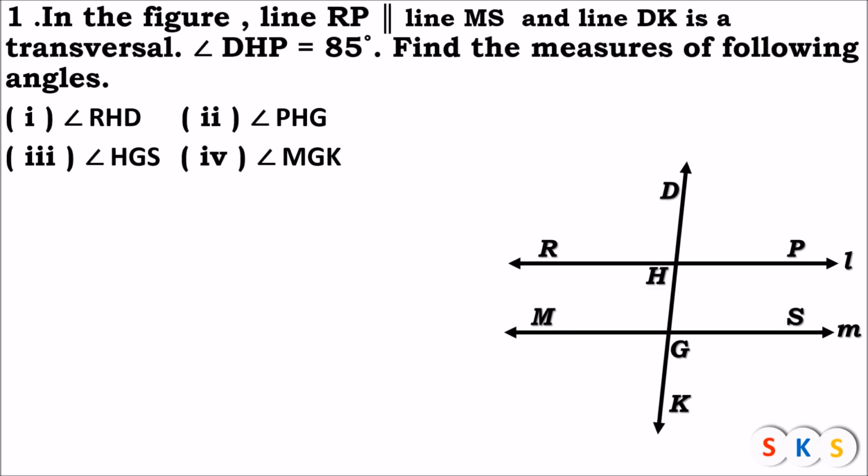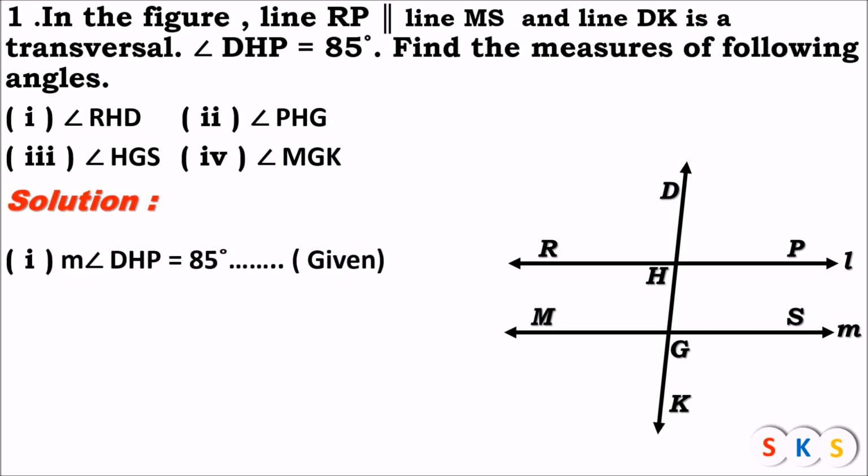In the figure, line RP is parallel to line MS and line DK is a transversal. Angle DHP equals 85 degrees. Find the measures of the following angles: angle RHD, angle PHG, angle HGS and angle MGK. Let's start the solution.